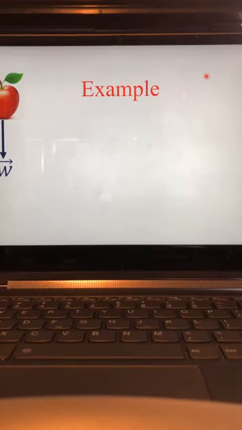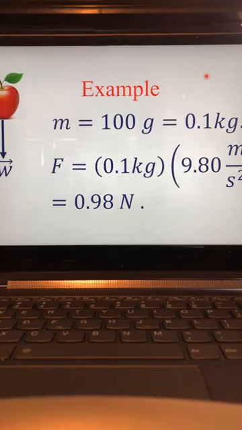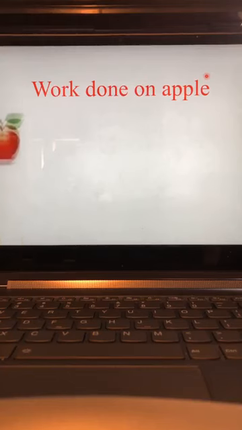The apple has weight, right? So I said that the mass of the apple is 100 grams, which is 0.1 kilograms. So force is equal to m times g. I am considering only the magnitudes here, right? Force is equal to 0.1 kilogram times 9.80 meters per second squared, which is 0.98 newtons. So that is the force applied by the earth to the apple, and that is equal to the weight of the apple.